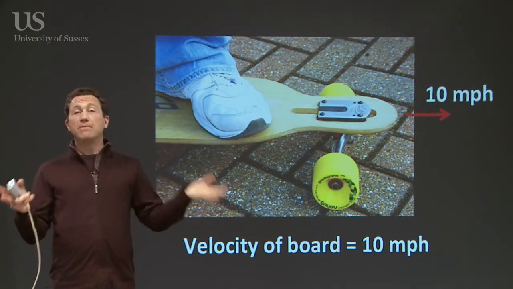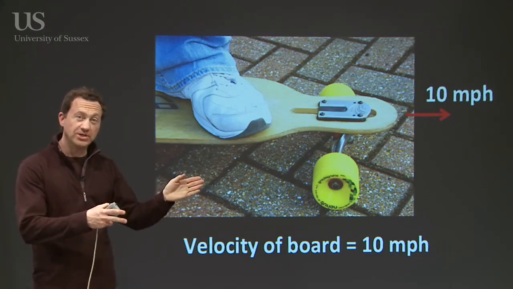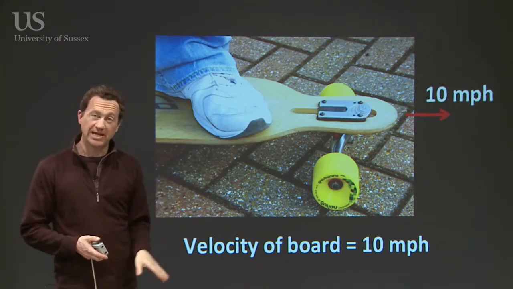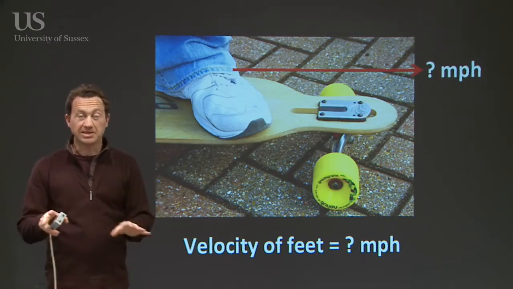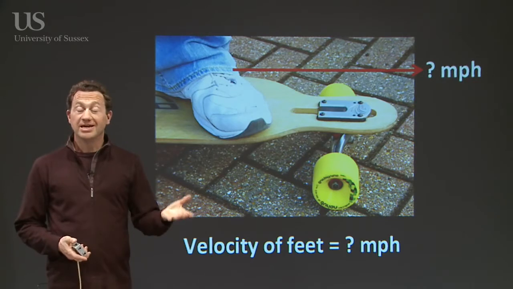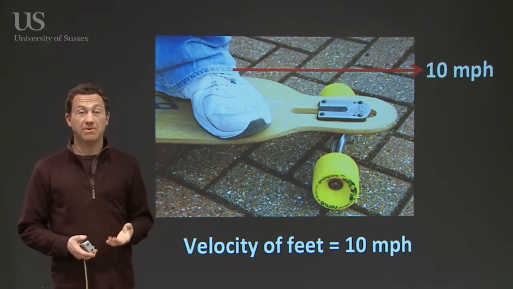So let's say we're going 10 miles an hour. So we're skating along on our longboard. Top of the board is going 10 miles an hour. What speed are my legs doing? Well, assuming I'm not moving on the board, I'm not dancing around, then obviously the speed of my legs would be the same as the speed of the board, 10 miles an hour.